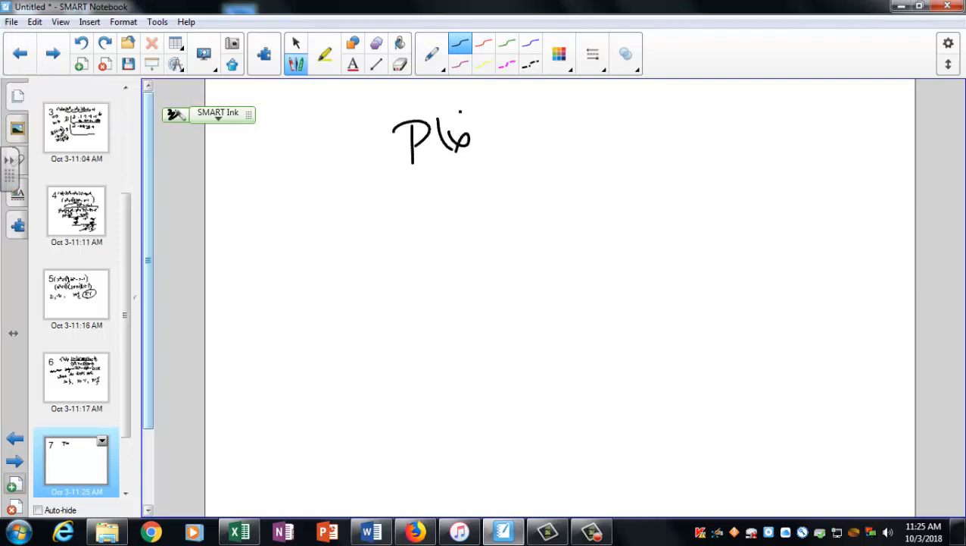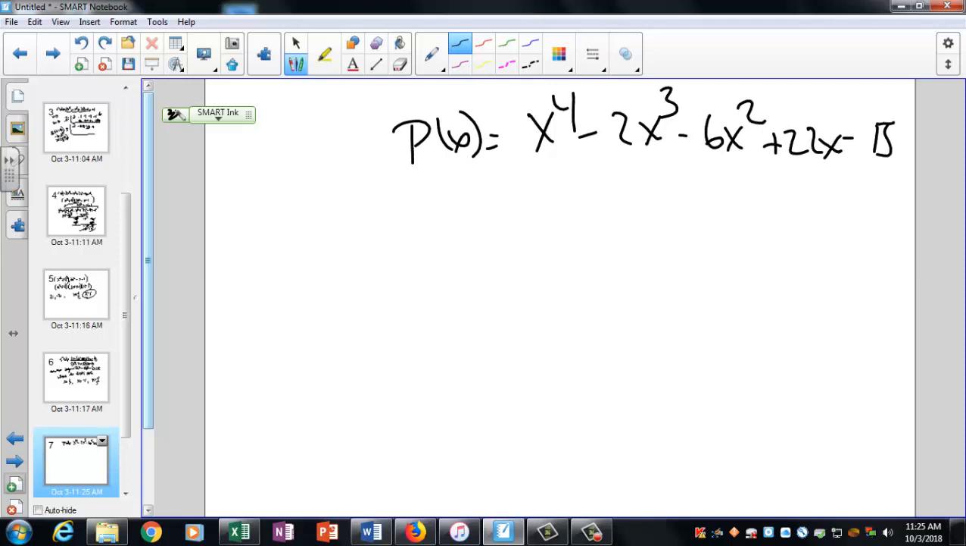All right. P of x equals x to the 4th minus 2x cubed minus 6x squared plus 22x minus 15. That's a 15, not a B. A zero is 2 plus i. 2 plus i is a zero. You find the other ones. There are 4. You find all 4. Go.